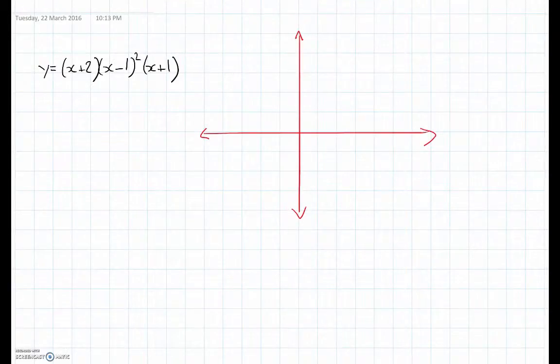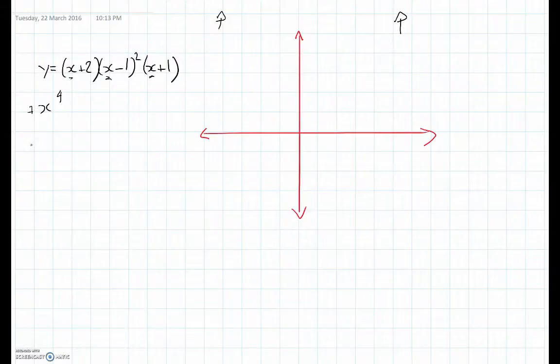Okay, so I want to draw this graph here, and I start off by noting that my degree will be 4. That is, I have 1, 2, 3, 4 x's that will be multiplied together. This means that it's an even type function and that it will start and end in the same direction. Because it is a positive x to the power of 4, we're going to be starting going up and finishing going up, or being positive.